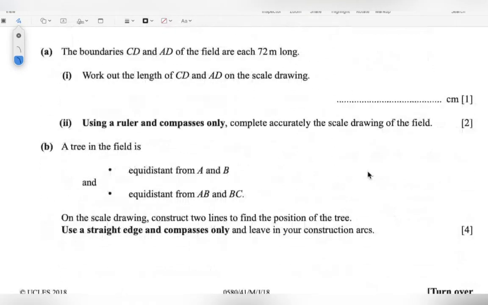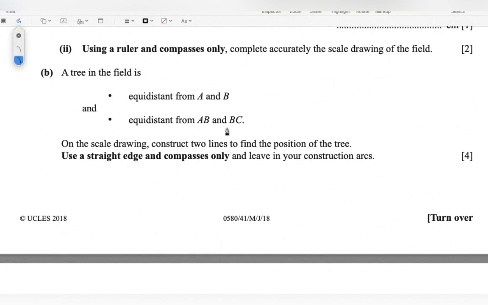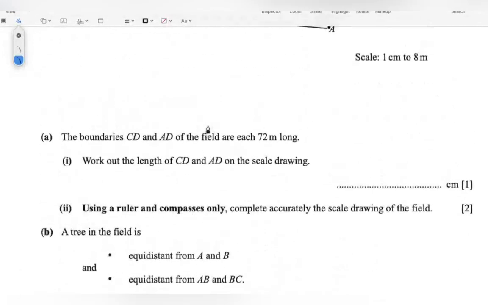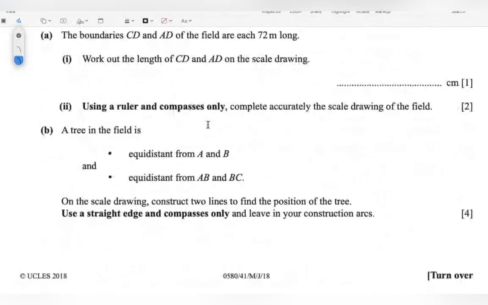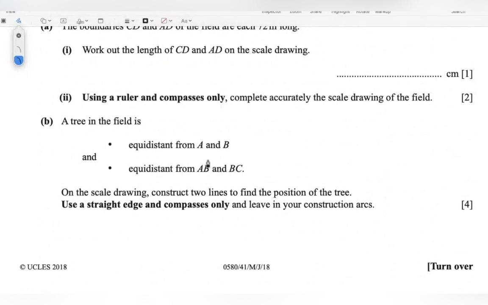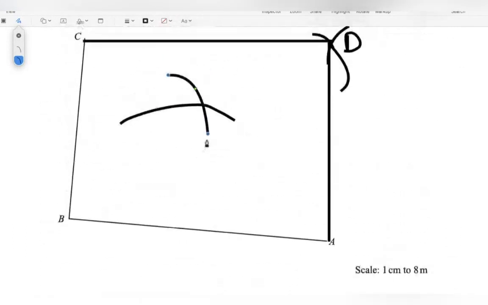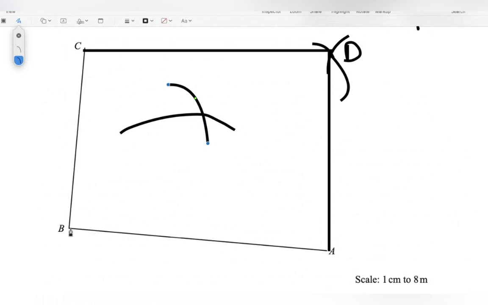The next one we do is equidistant from AB and BC. When something is equidistant from AB and BC, it means bisect angle ABC. ABC is this angle. So to bisect this angle, put one peg here, have a cut, put one peg on C, have another cut. Where all these cuts pass through, that's where the tree will be located.